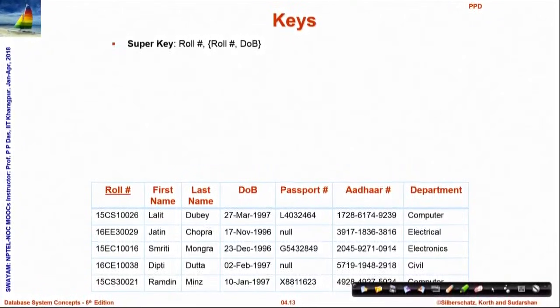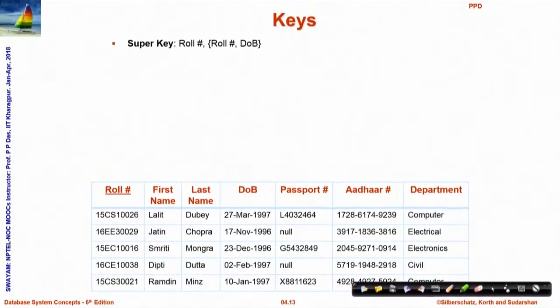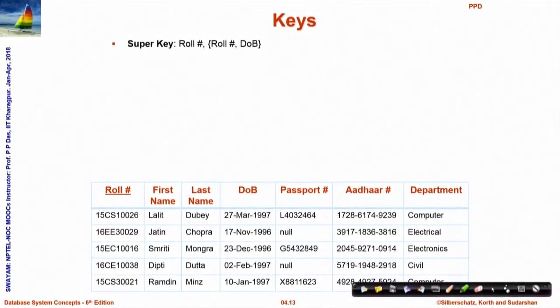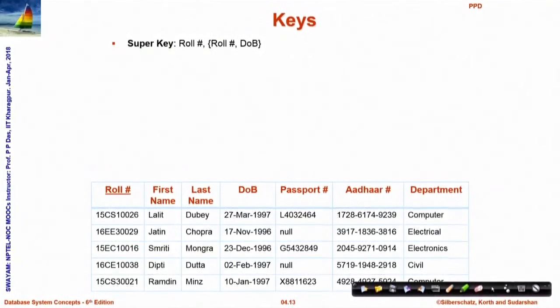Roll number is certainly a key, because I am assuming that the university assigns roll numbers to uniquely identify every student. So, there cannot be two rows in this table which match in the value of the roll number and do not match in the values of the other fields. So, roll number can uniquely identify. If it can, then any superset of attributes which contain roll number will also be a super key. So, roll number and date of birth together is a super key that can also uniquely identify every row, trivial.